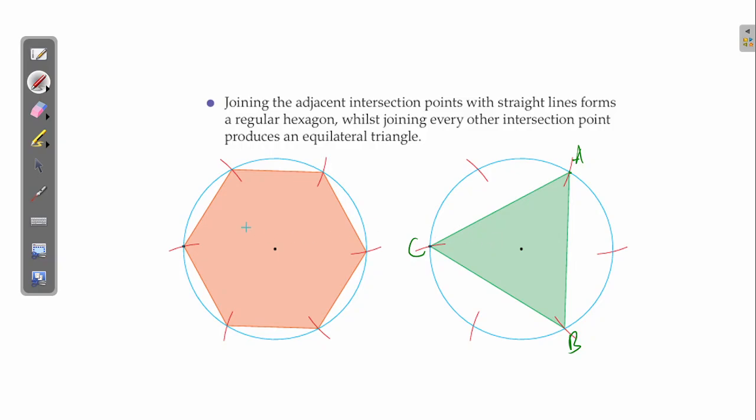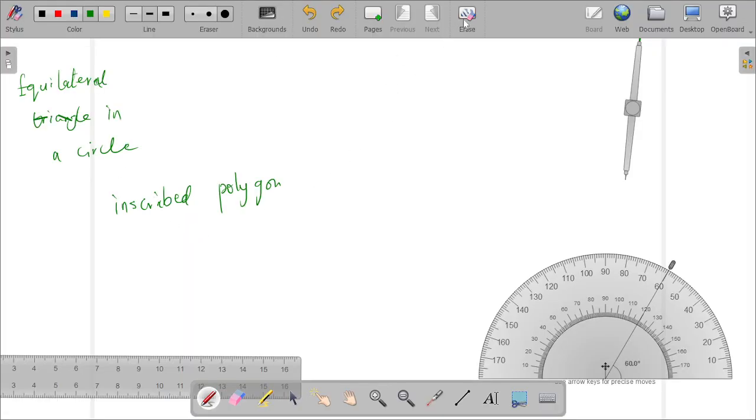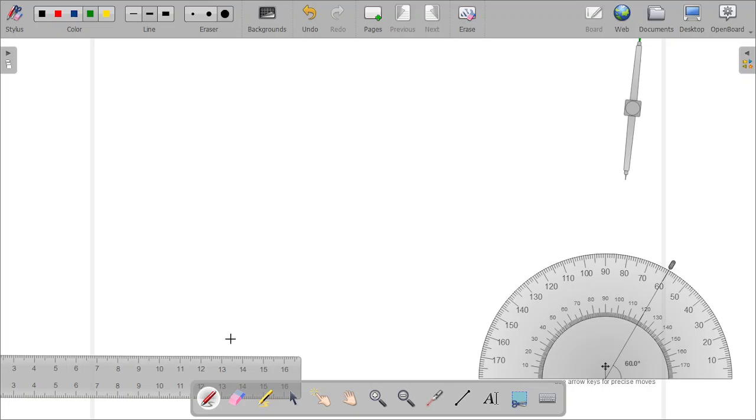So this is my triangle, this is my hexagon, your 6-sided polygon. You can see that all the vertices are touching the circle. So for you to have an inscribed polygon, make sure the vertices are all touching the circle. If not, it is not inscribed. All right, that's very important. Now let's look at how to inscribe an equilateral triangle in a circle. The first thing I'm going to do is to draw my circle.